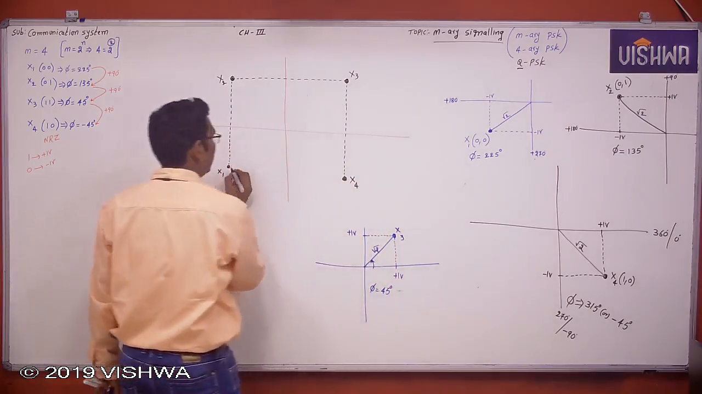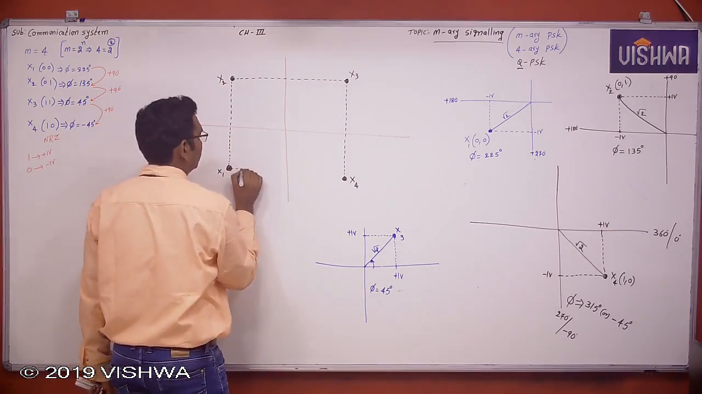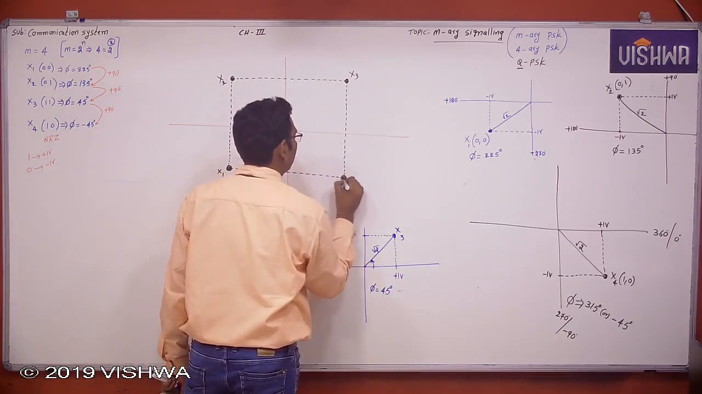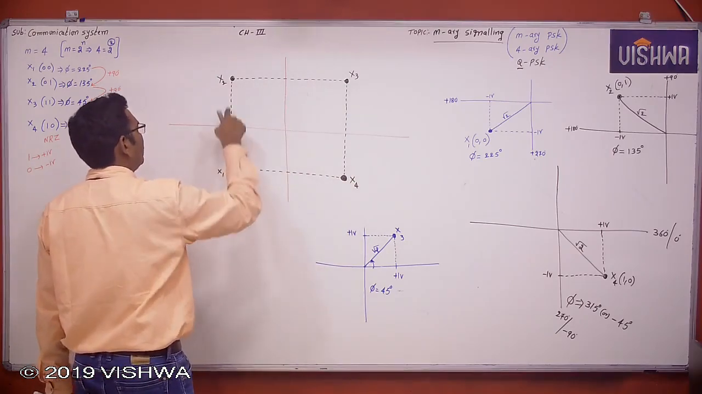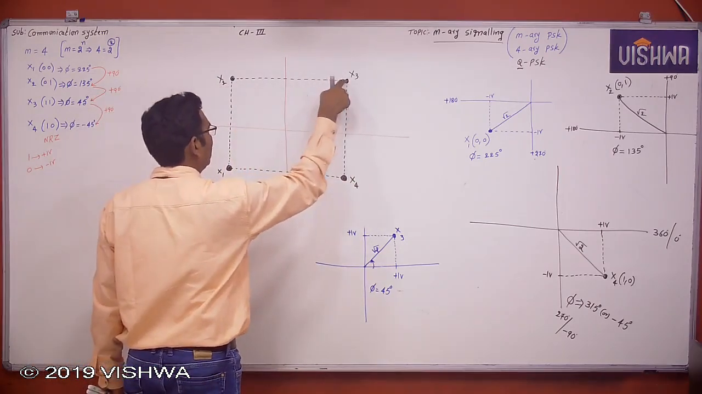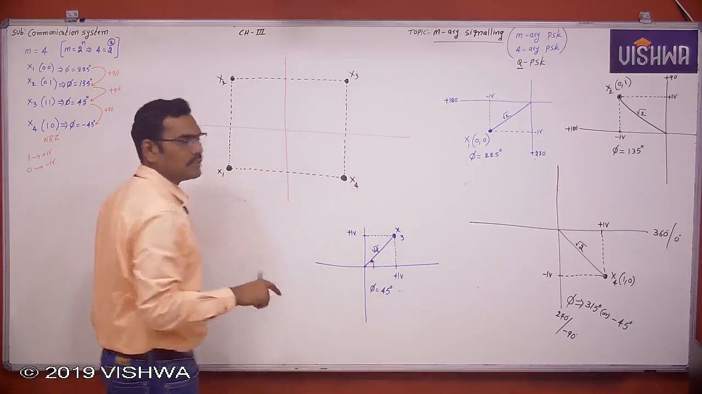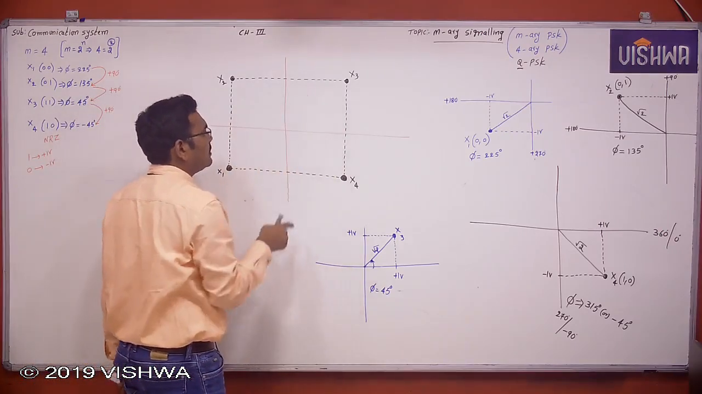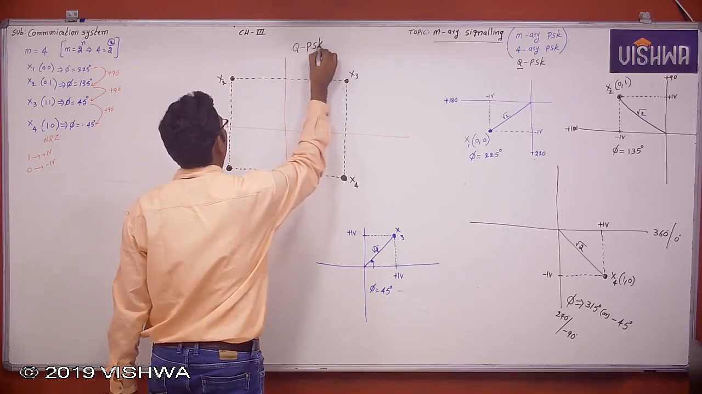If you observe the phase difference between the symbols, symbol 1 to symbol 2, symbol 2 to symbol 3, symbol 3 to symbol 4, what is the phase difference? The phase difference is 90 degrees. The phase difference between the symbols is 90 degrees. That's why this is called quadrature phase shift keying.